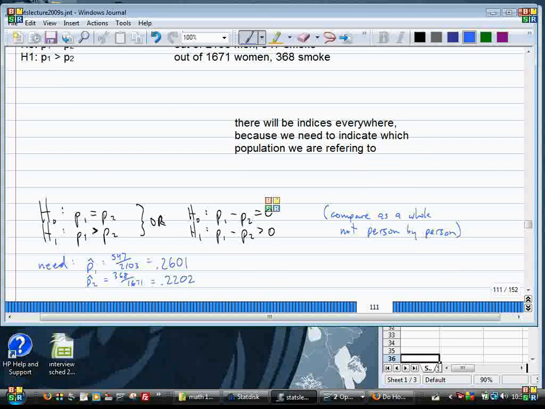Alright. Now, for the purposes of doing our calculations, you're going to see this more clearly in a minute. We want the difference between the two sample proportions. So, P1 hat minus P2 hat, and that works out to 0.0399. Okay. Now, where to go from here is a little unclear. Yeah. Sorry? That's what we're about to see.